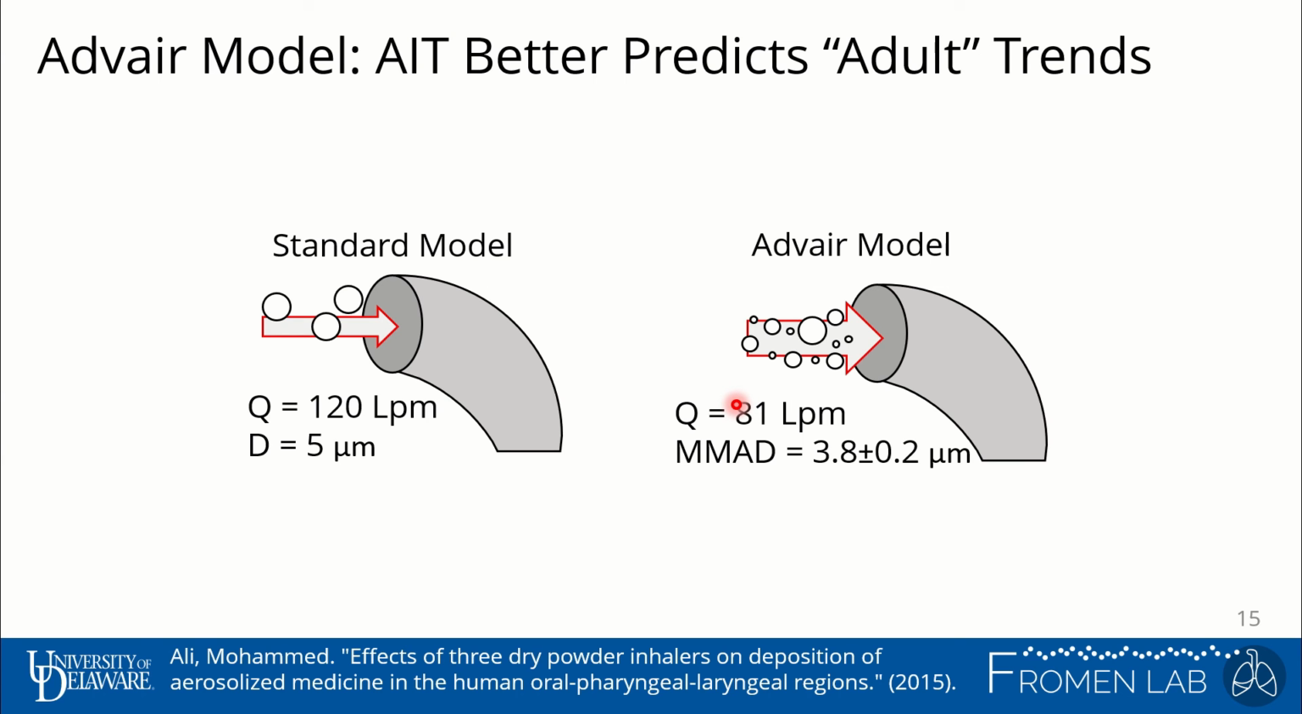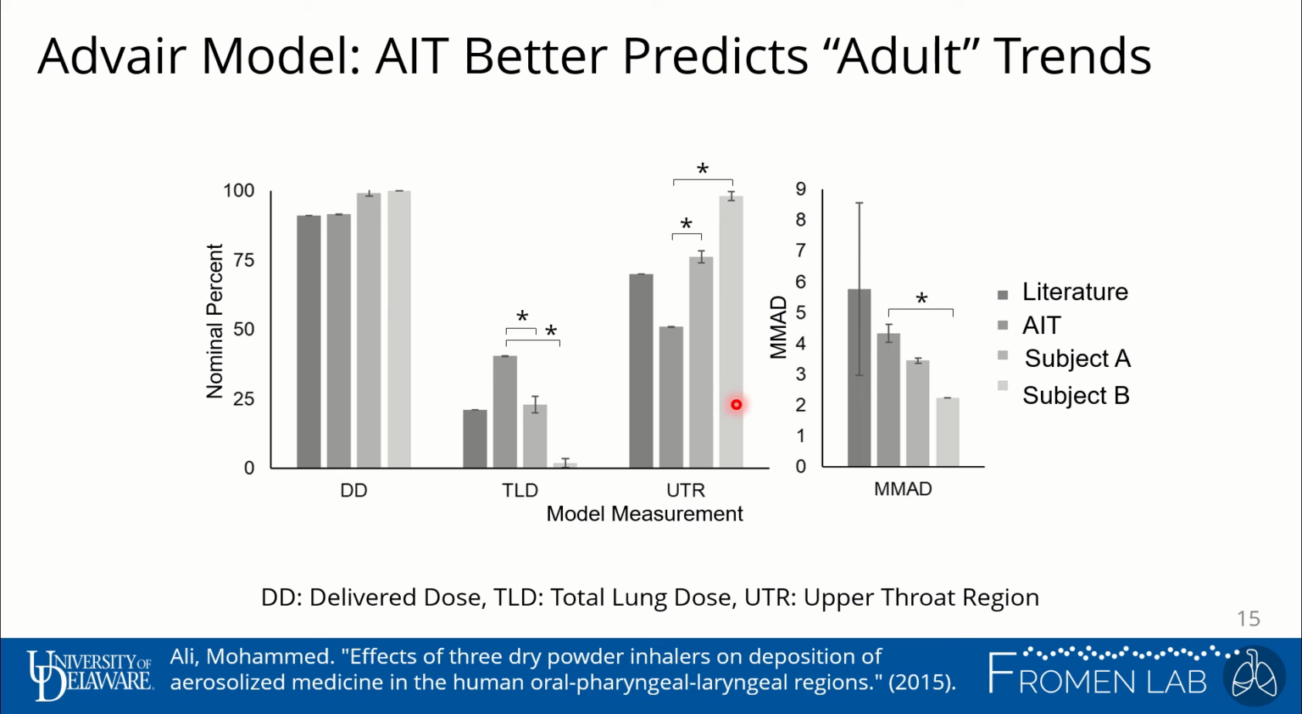And we compared our results to literature for the pediatric Alberta idealized throat on a next generation impactor with an Advair Diskus, and found that the Alberta idealized throat better predicted the results of subject A, especially in the MMAD, compared to subject B. So again, this was the Alberta idealized throat better predicting a more adult-like throat, even though there were some other variations here as well.